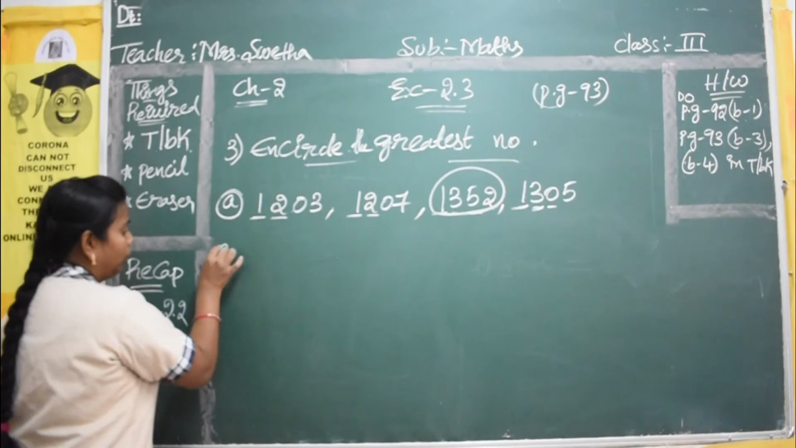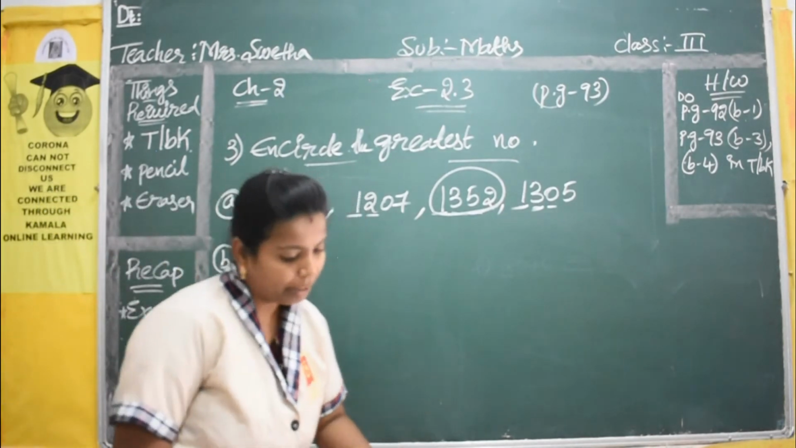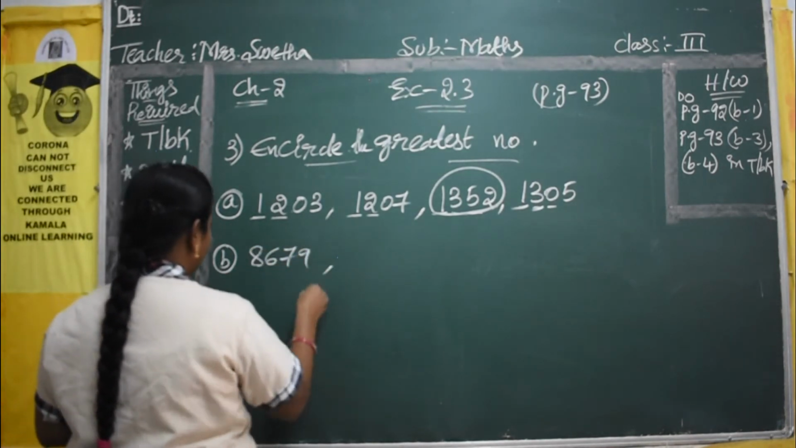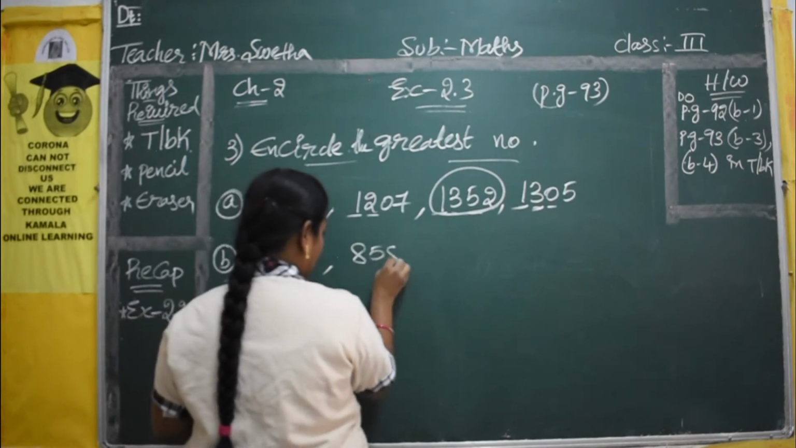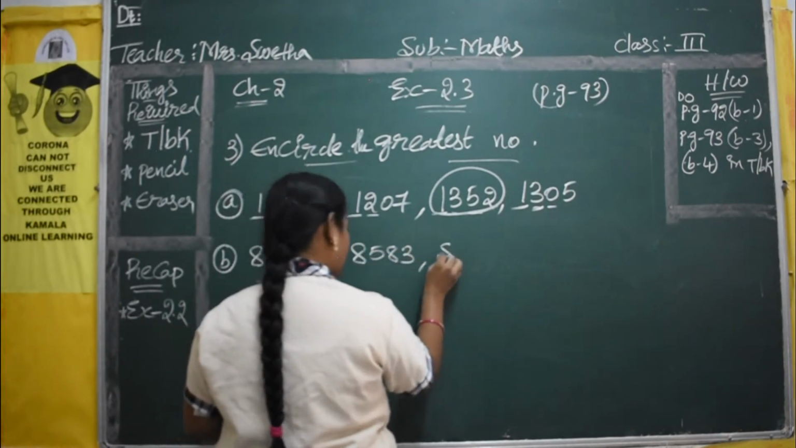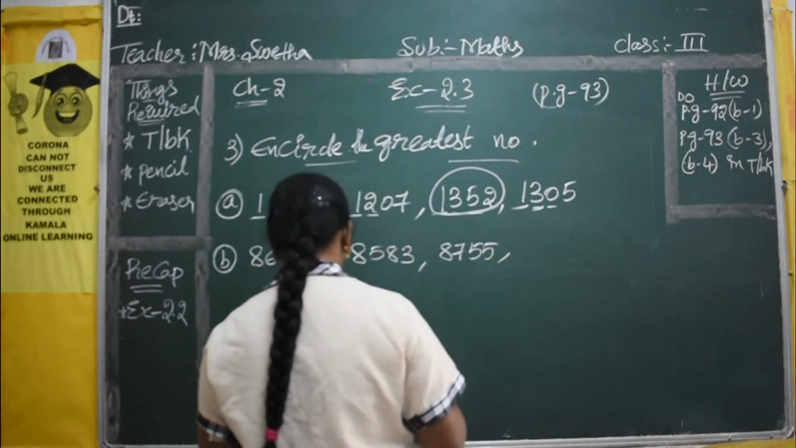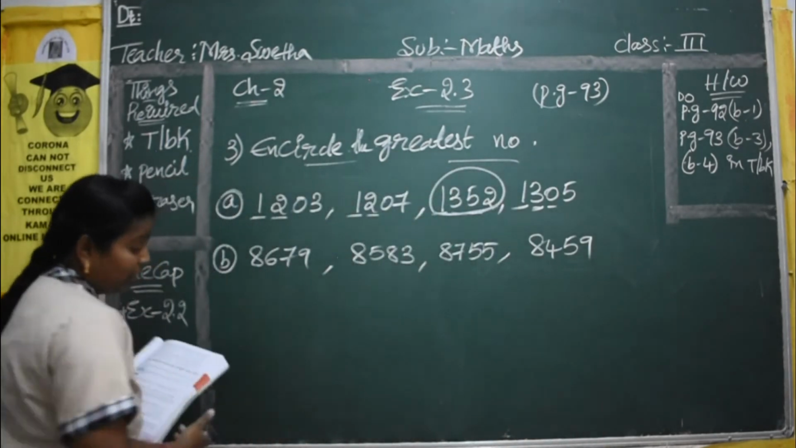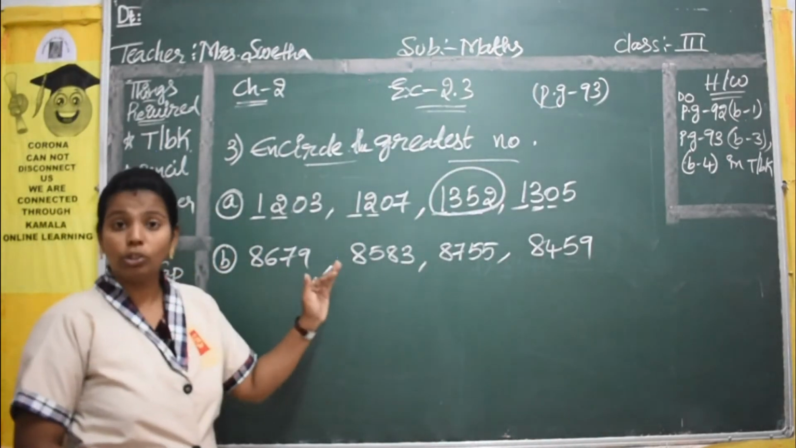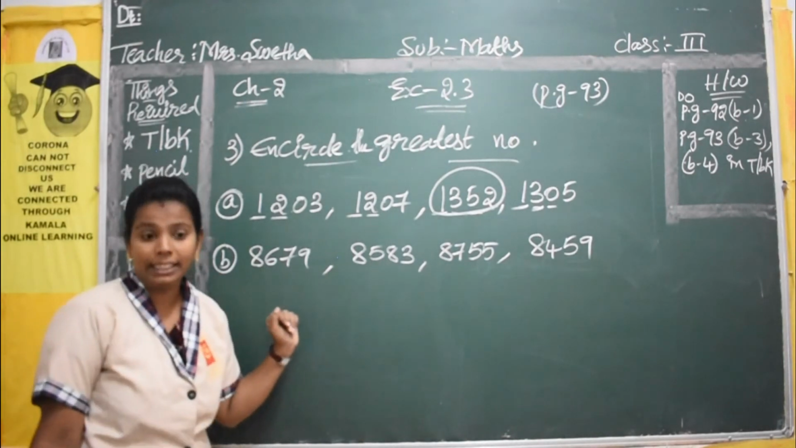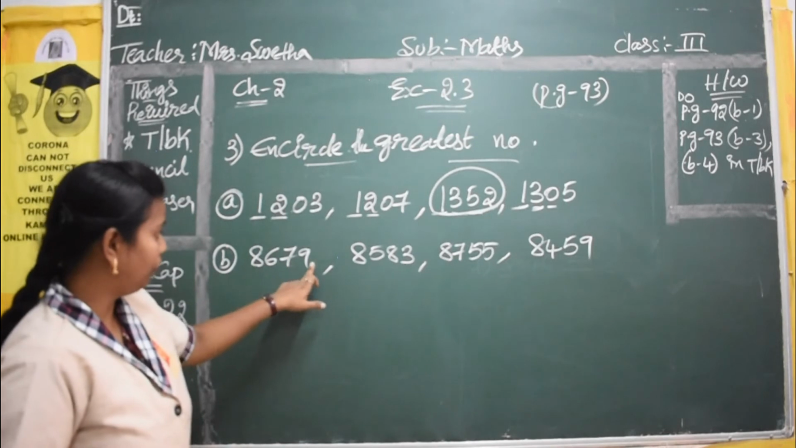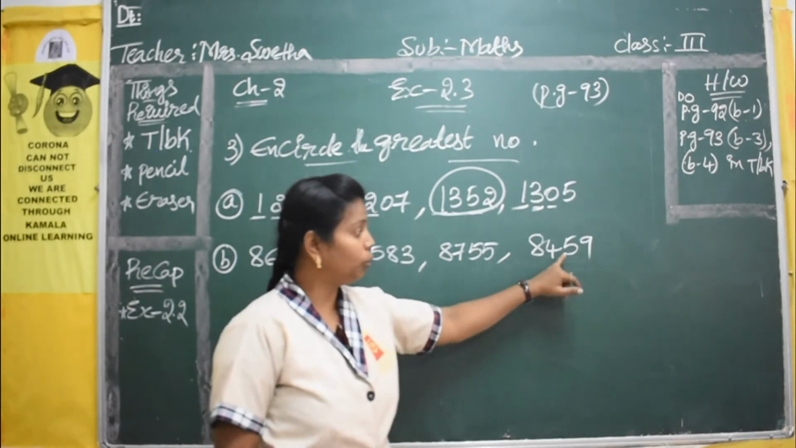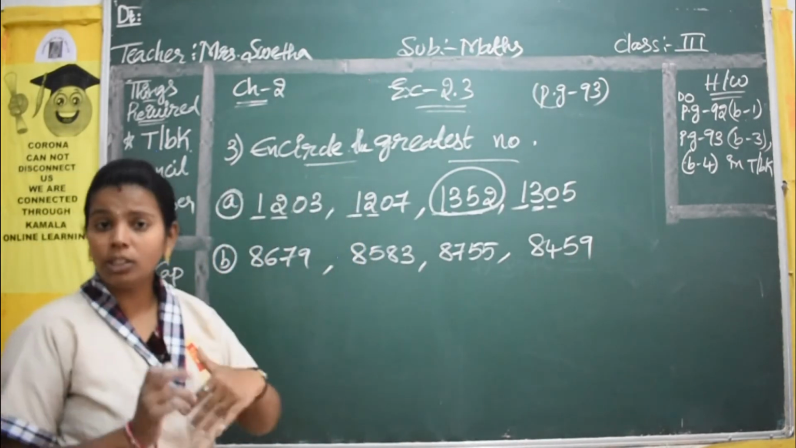Okay, now we will move on to the B1. So what is B1 here? B1 is 8679. Yes, this is your second one. So in this also you have 4 sets. First we will check how many digits are there. 1, 2, 3, 4. 4 digits. 1, 2, 3, 4. Again 4 digits. 1, 2, 3, 4. Again 4 digits. So in all the 4 sets you have 4 digits.